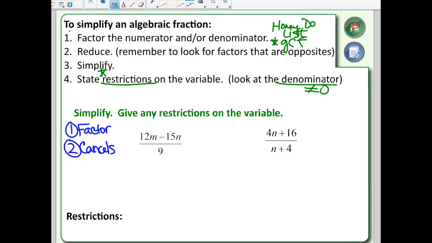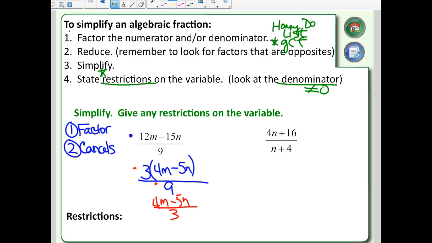So let's see how that works. If I look at the numerator of this first problem, what part of the honey-do list works there? Yeah, I've got a GCF, and my GCF is 3. If we factor out a 3, I'm left with 4m minus 5n, and then I've got a 9 in the denominator. Now, can I cancel or reduce anything? Yes. Did you realize this fraction, 3 9s, can be reduced to 1/3? So we'd be left with 4m minus 5n over 3. Now, do we have a restriction for this fraction?